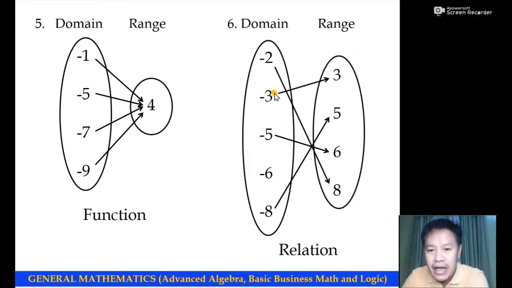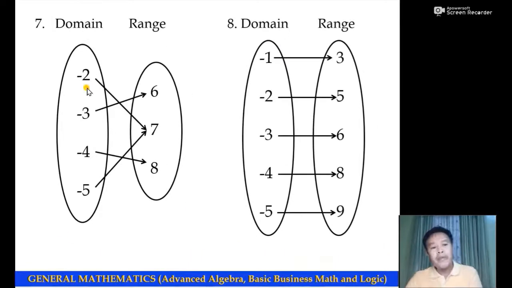And another concept is that each element in the domain should be uniquely paired with one element in the range. Since negative 6 is not mapped with any element in the range, this is a relation. We will proceed with number 7.